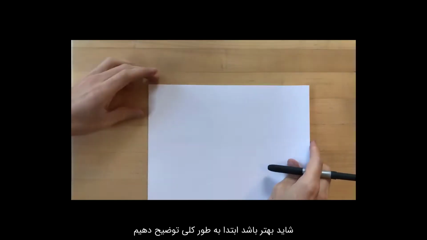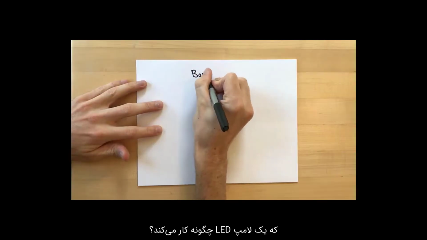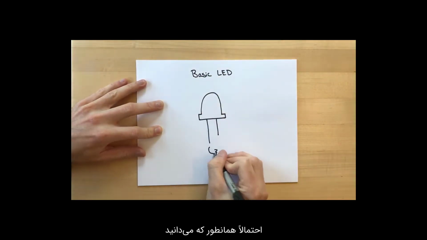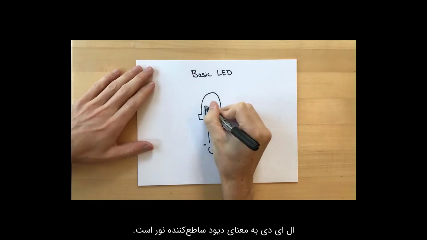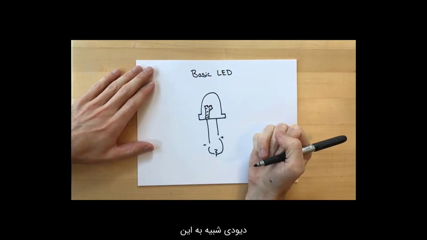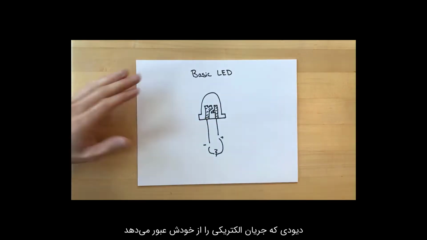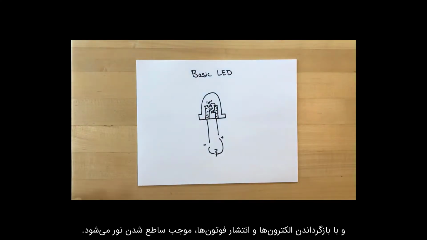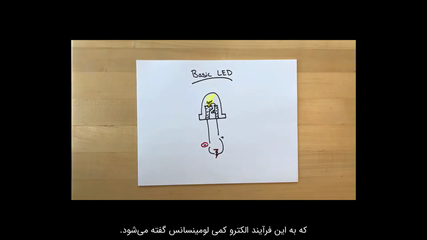Maybe a good place to start is to describe in general how LEDs work. As you are likely aware, LED stands for light emitting diode, and it is just that. A diode which has current passed through it to emit light through the recombining of electrons, which in turn releases photons in a process called electroluminescence.